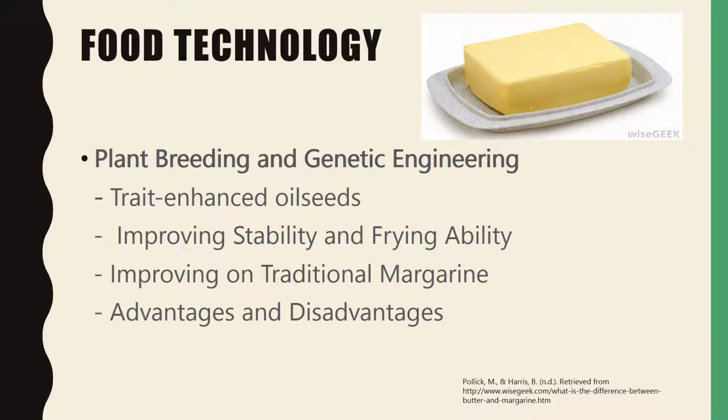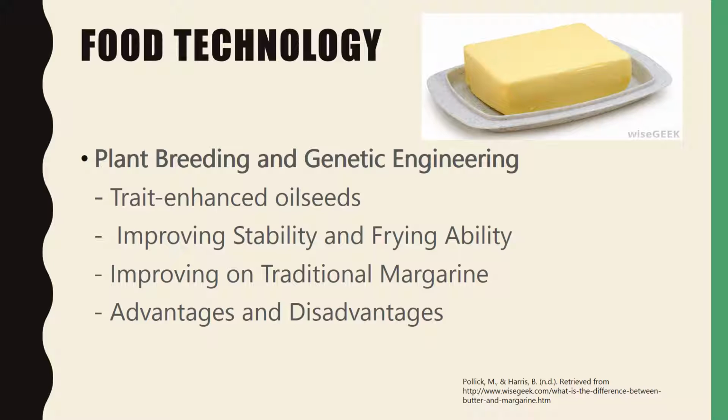Food technology, plant breeding, and genetic engineering. Trait-enhanced oilseeds is a term used to describe oilseeds that have been genetically modified to change their fatty acid composition. Oilseeds have been developed for use in preparing semi-solid fats for margarine-like spreads and for baking. There are several advantages and disadvantages when it comes to plant breeding and genetic engineering.